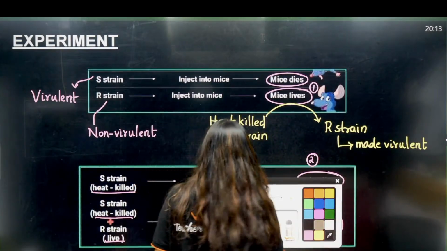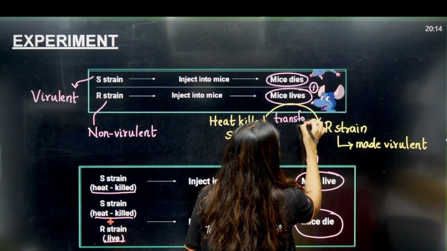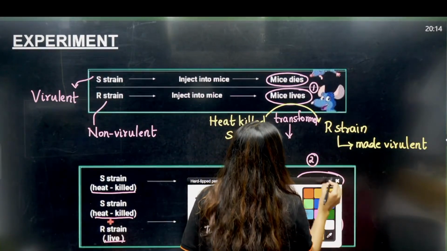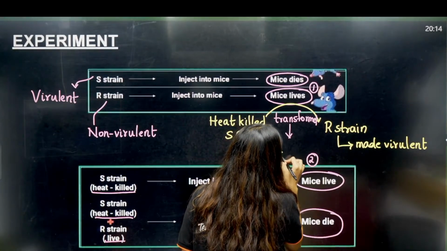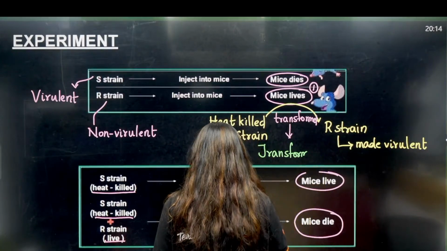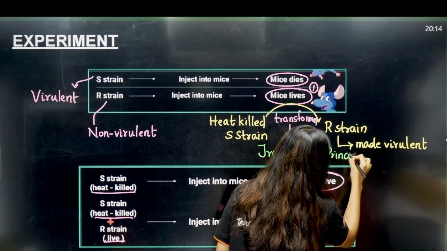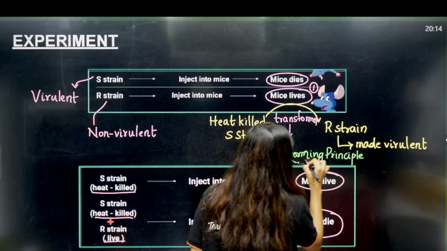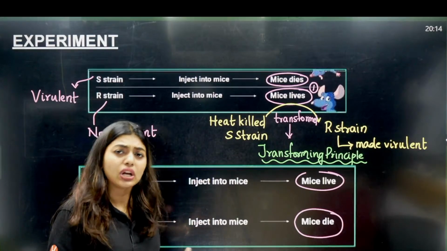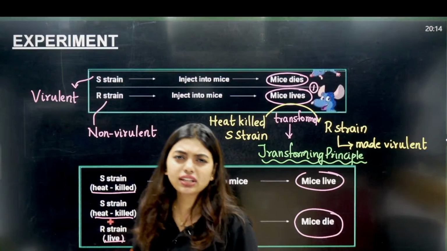Is this clear? Is this clear to all of you? So, he told that something got transformed and he does not know what it is. So, he is just going to call that the transforming principle. So, that is how the word transforming principle came. Clear? He did not know what got transformed. He knew that something got transformed from the heat killed S strain to the R strain. So, he called it the transforming principle.